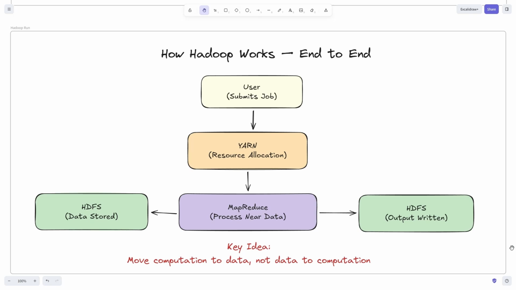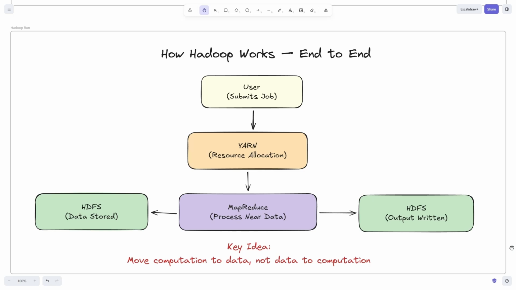Now let's understand how Hadoop works end-to-end using a simple flow. First, a user submits a job in the Hadoop cluster. This job can come from tools like Hive, Pig, or Spark. The job request goes to Yarn, which is responsible for managing cluster resources. The resource manager decides where the job can run. It launches an application master for that job.